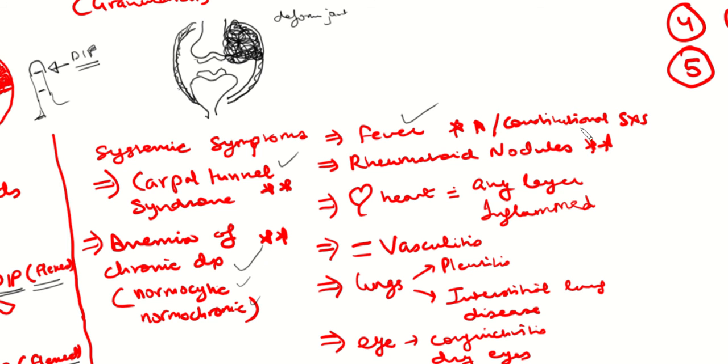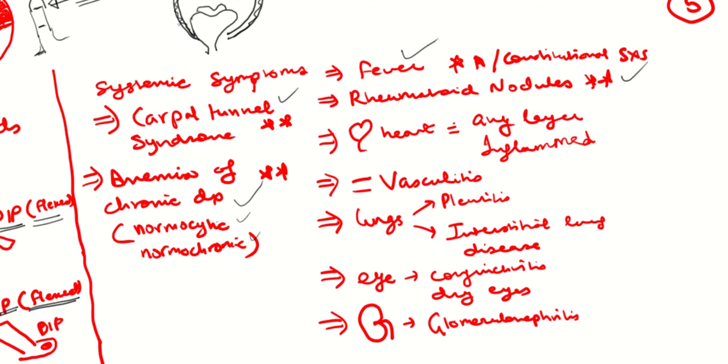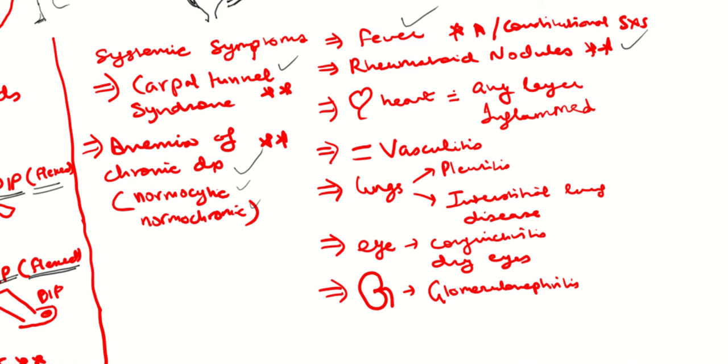Okay. Rheumatoid nodules. So these are really, really important. Then you have some of the other ones, like inflammation of any layer of the heart, vasculitis. In lungs, you can have pleuritis or interstitial lung disease. You can have conjunctivitis and dry eyes in the eyes, and then glomerulonephritis. But again, in test questions, they focus more on fever, rheumatoid nodule, carpal tunnel, and anemia of chronic diseases.